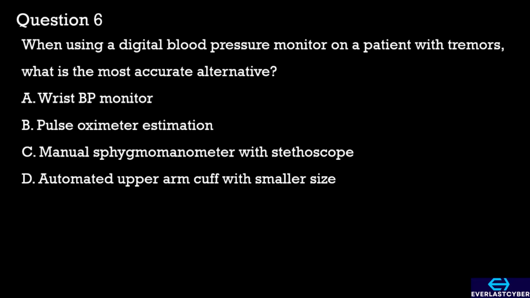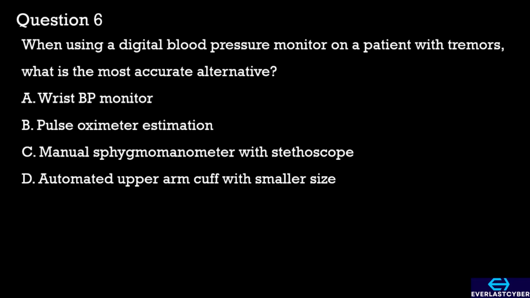Question 6. When using a digital blood pressure monitor on a patient with tremors, what is the most accurate alternative? A. Wrist BP monitor. B. Pulse oximeter estimation. C. Manual sphygmomanometer with stethoscope. D. Automated upper arm cuff with smaller size.